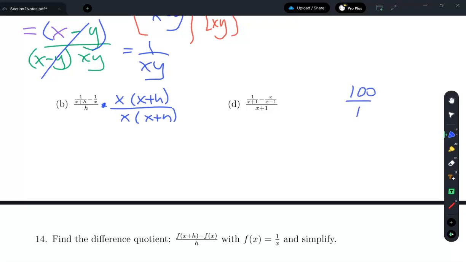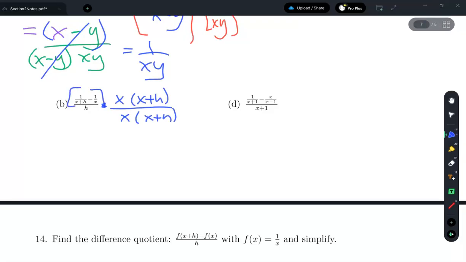You have 100 over 1. You can't just multiply the numerator by 2, right? You have to do 2 over 2. Just making sure, I wrote 100 over 1. You have to multiply by 2 over 2 so you don't change the value. So that's what I'm doing here. So let's make sure we're being careful.